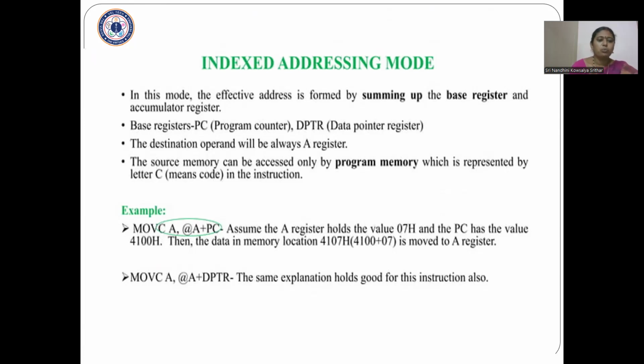For example, we have MOVC A, @A+PC. Assume the A register holds the value 07H and the PC has the value 4100H. Then the data memory location is 4107H, and its content is moved to the register A.